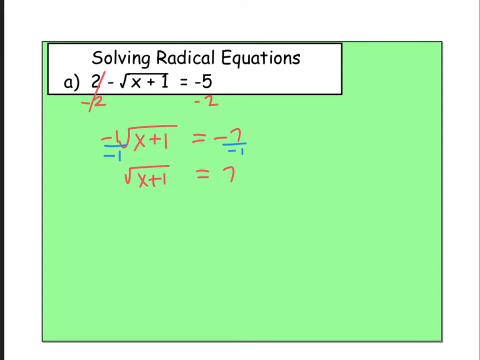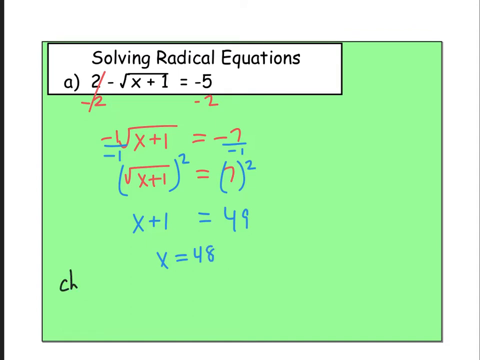The square root is by itself. Okay, so when we square both sides, the square root of x plus 1, once we square it, just becomes x plus 1. Okay, all it does is make the square root symbol go away. The 7 squared is now 49. Okay, and we can, of course, subtract 1 from both sides and get x equals 48. Okay, so that's a potential solution.